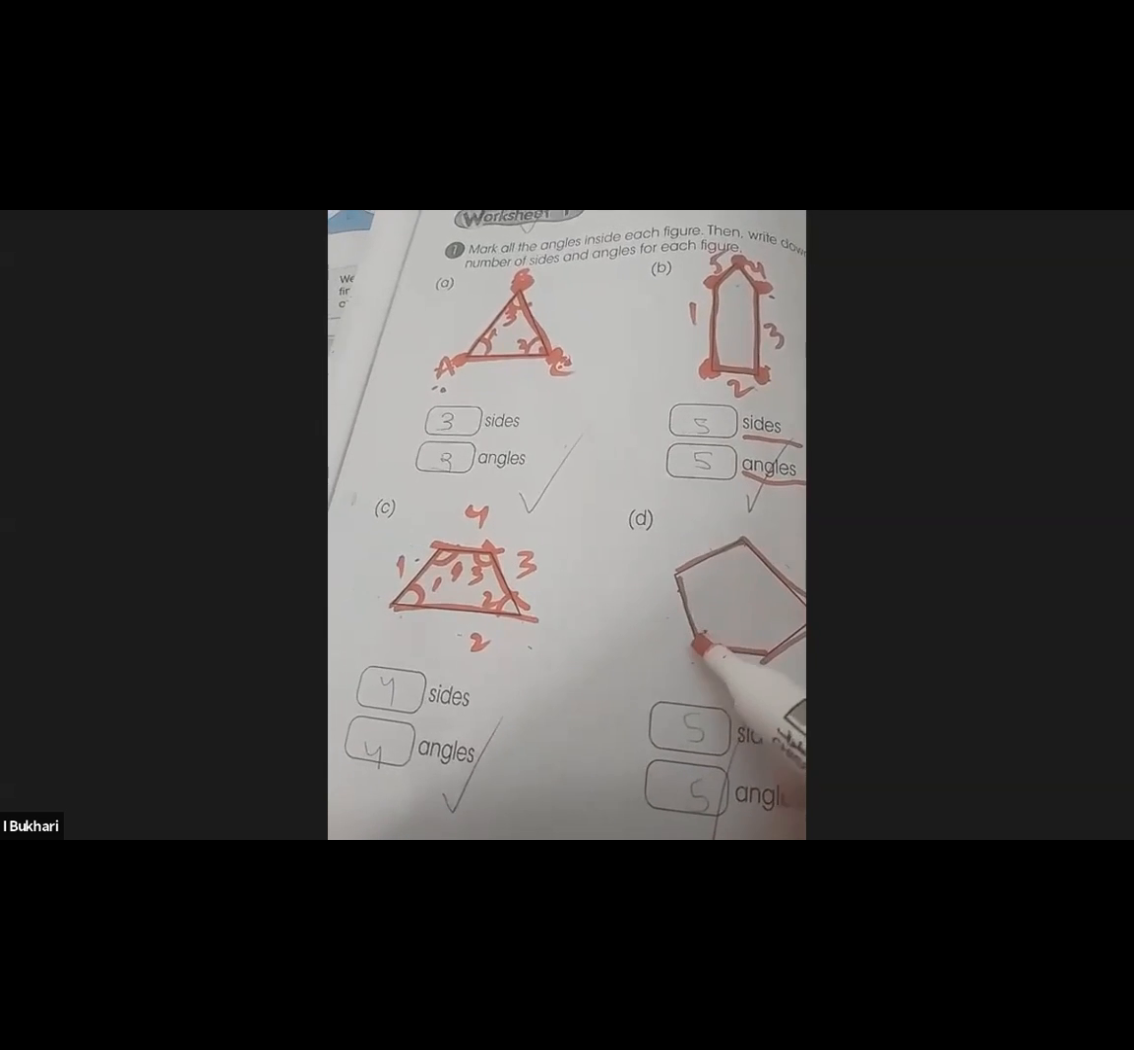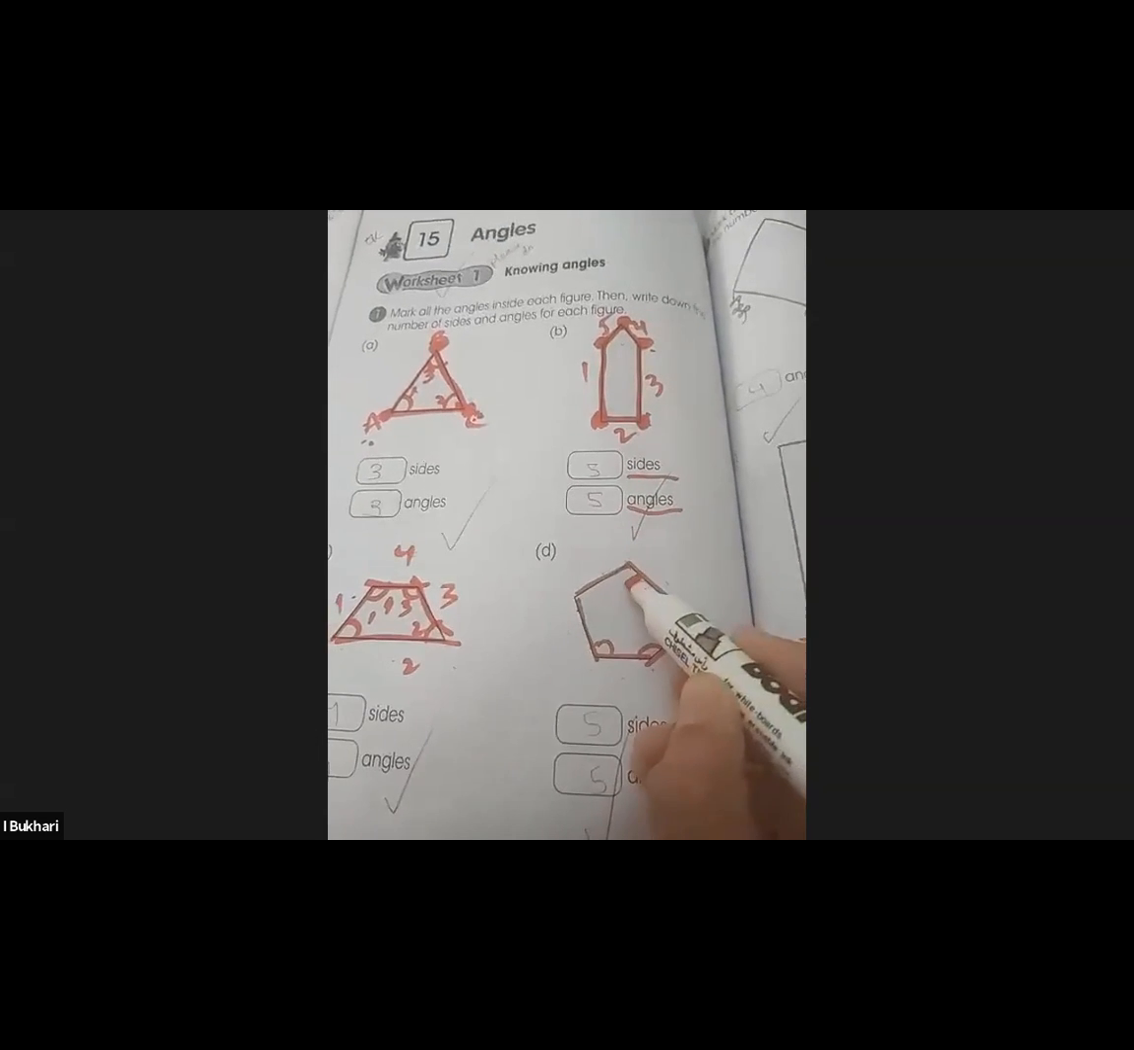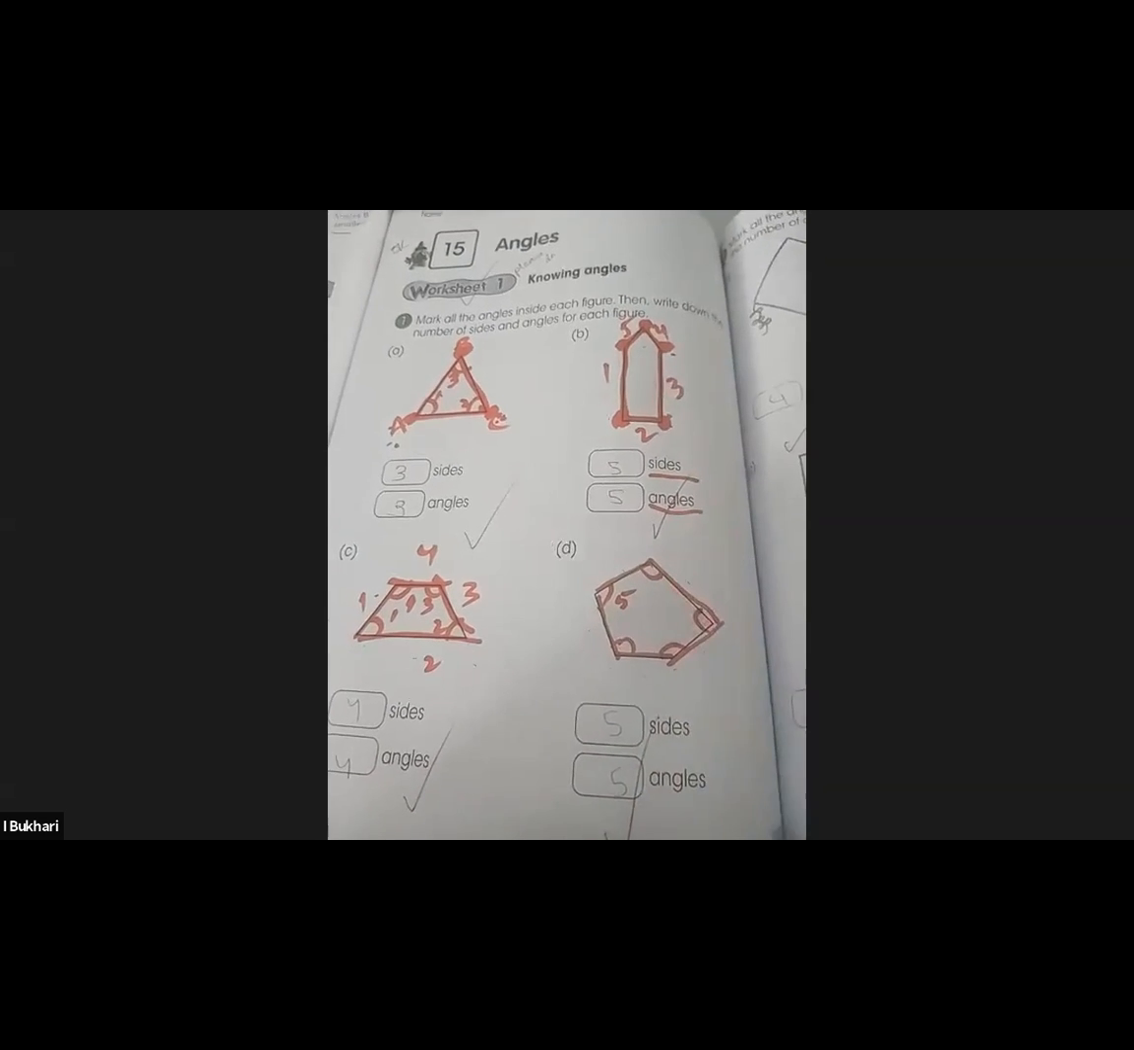Now we are getting good at it, so I'm doing it fast, okay? So 1 angle, 2 angle, 3 angle, 4, 5, right? Okay, so 5 sides and 5 angles. Okay, let's move on. If there's any confusion, please let me know. You can use the chat window, you can raise your hand. Okay, now question number 2.